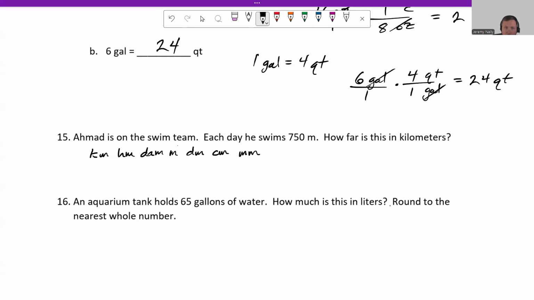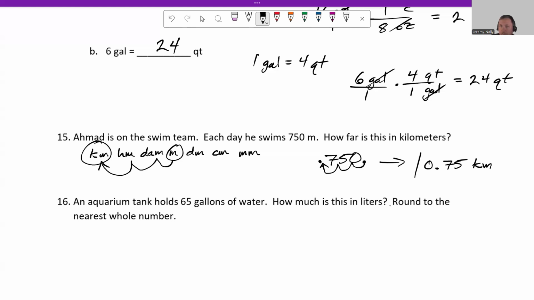So we're going from meters to kilometers. 1, 2, 3 to the left. So I write down my 750. My decimal point is implied to be there. 1, 2, 3, and then there's my new decimal point. So then my final answer is going to be 0.75 kilometers, which just makes it sound like he went so far, but they're the same length.